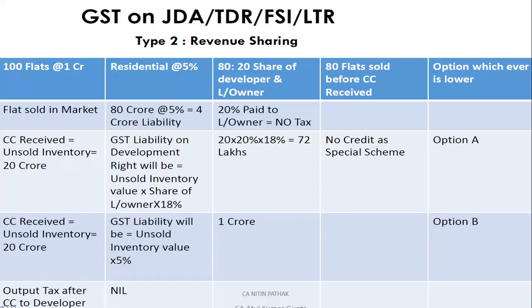80% flat before BU permission is received. Flat sold in the market. कितना बेचा मैंने? 80 फ्लैट बेचा. कितना बेचा? 80 करोड़. मेरे को कितना पैसा भरना पड़ेगा जीएसटी में? 5%, 4 करोड़. 20% पेड टू लैंड ओनर, नो टैक्स. मैंने जो 20% लैंड ओनर को भरा क्योंकि मैंने कैश दिया तो उसके लिए मुझे कोई जीएसटी भरने की जरूरत नहीं है. नाउ सीसी इज रिसीव्ड, मेरे को कंप्लीशन सर्टिफिकेट मिल गया.